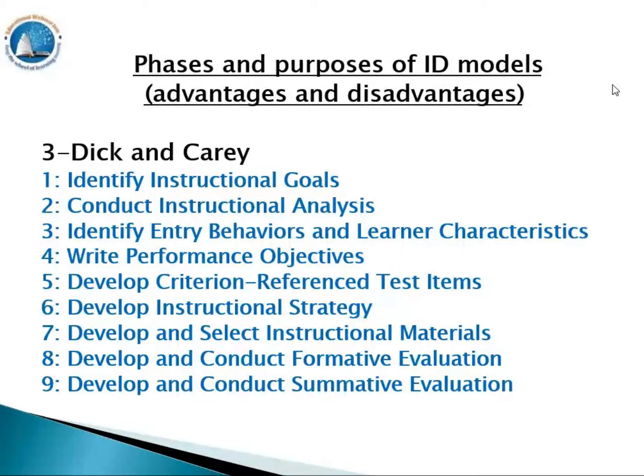Dick and Carey believe that the instructor, learners, materials, instructional activities, delivery system, and learning environment work together to produce the desired outcomes. As seen in the illustration, the components of this model are executed iteratively, in parallel with each other. There are 10 components in the Dick and Carey model: identify instructional goals, conduct instructional analysis, identify entry behaviors and learner characteristics, write performance objectives, develop criterion-referenced tests, develop instructional strategy, develop and select instructional materials, develop and conduct formative evaluation, and develop and conduct summative evaluation.